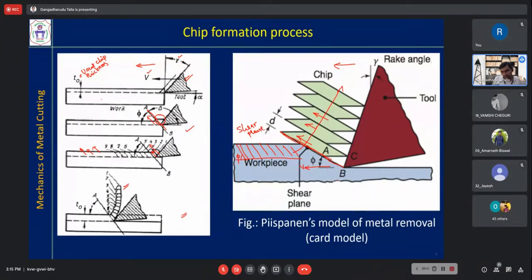So the shear plane on the horizontal surface, or the cutting velocity. That angle is called the shear angle. Phi is equal to shear angle. Don't get confused between this phi and the side cutting edge angle phi. Both are different. So this is how you can understand the chip formation mechanism. This is one kind of analogy given by Piispanen.